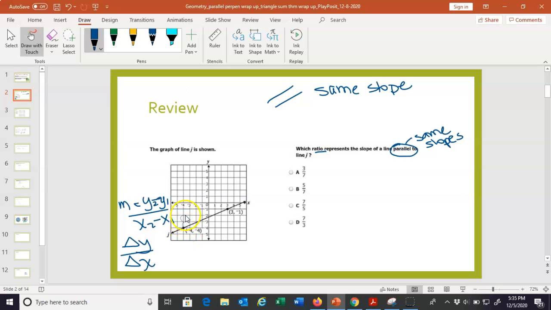So 1, 2, 3. We rose 3 units. And we're going to run 1, 2, 3, 4, 5, 6, 7. So the slope of the given line is 3 over 7. So to find our answer, we just find the one that matches that, and that is A.